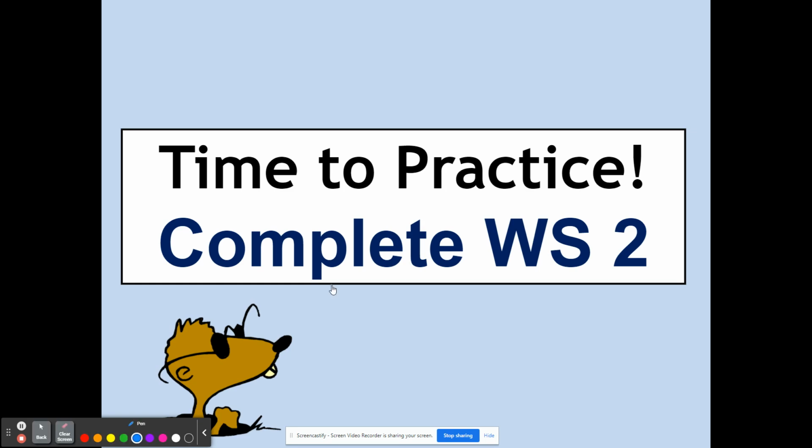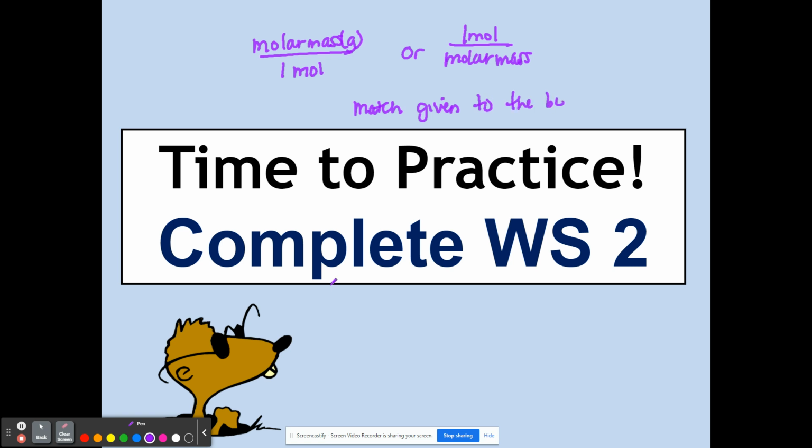So let's review for a second. You guys are either going to use molar mass over 1 mole or 1 mole over the molar mass. You're going to go back and forth depending on what is in the top, what you're given. Remember to match the given to the bottom. We need to cancel out our units, okay? So whatever's given matches the next bottom.